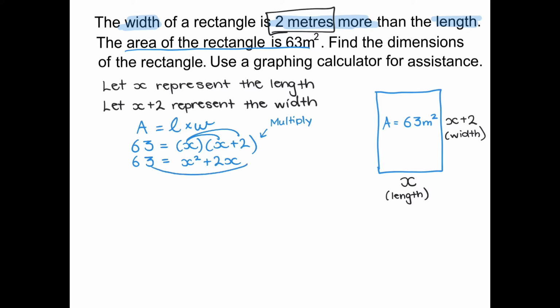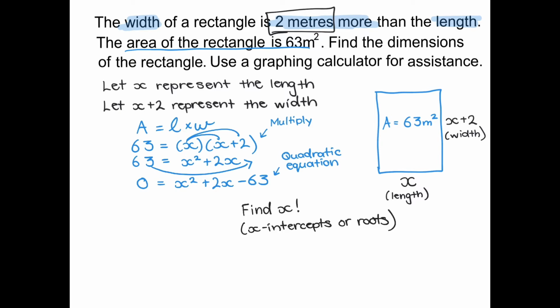Next, let's move the 63 to the other side. So because we're moving that, we're left with 0. X squared plus 2x, and then minus 63. Now this right here is a quadratic equation. Now we have to find what x is equal to, right? Because we need to find the length and the width. In other words, we're finding the x-intercepts or the roots. And to do that, we're going to use an easier way. We're going to use a graphing calculator.